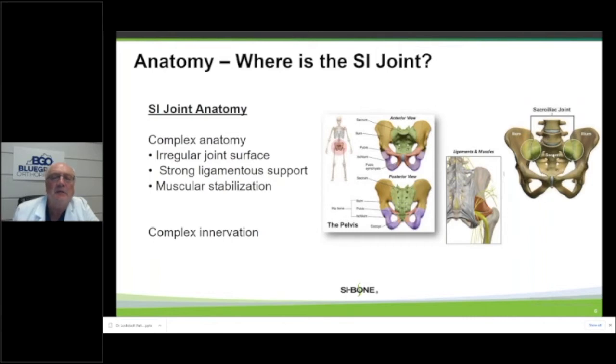The problem could be in the front of the joint, as seen here, or in the back of the joint, it can be either side. And the nerves, so there's nerves that go to the front of the joint, and there's nerves that come around and go to the back of the joint. So depending where the pain is, you'll get a different type of pain pattern. So it's a very, very complex problem.